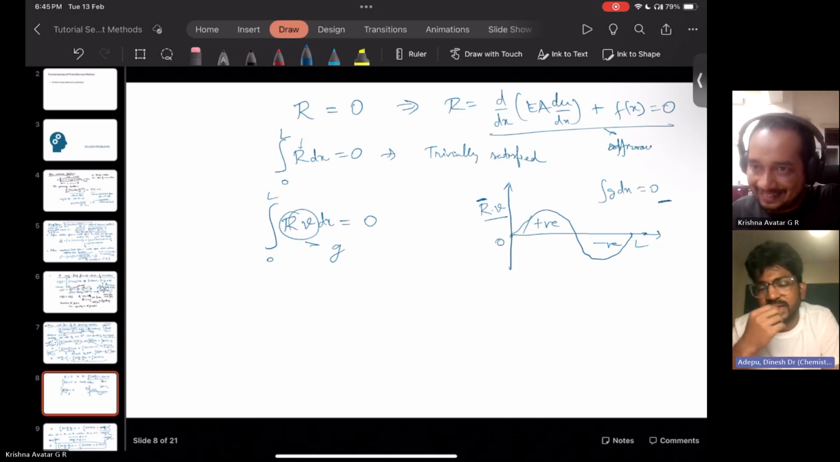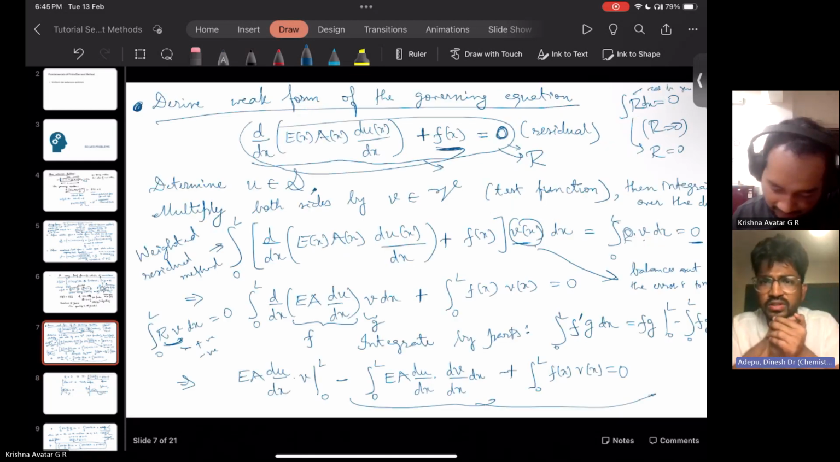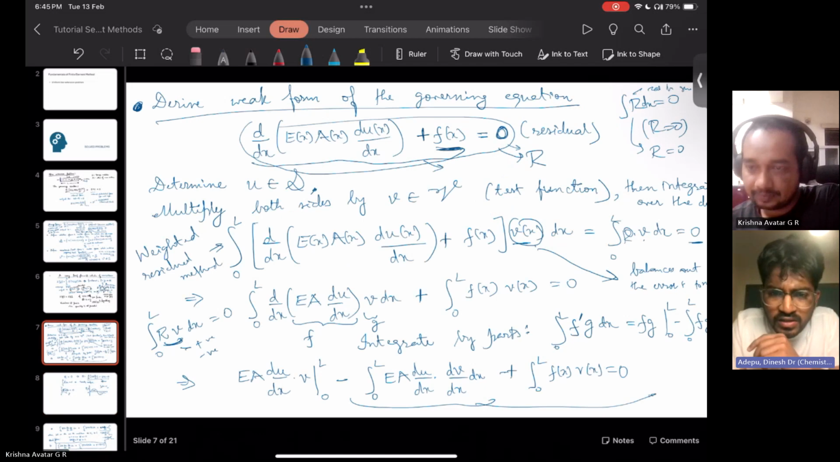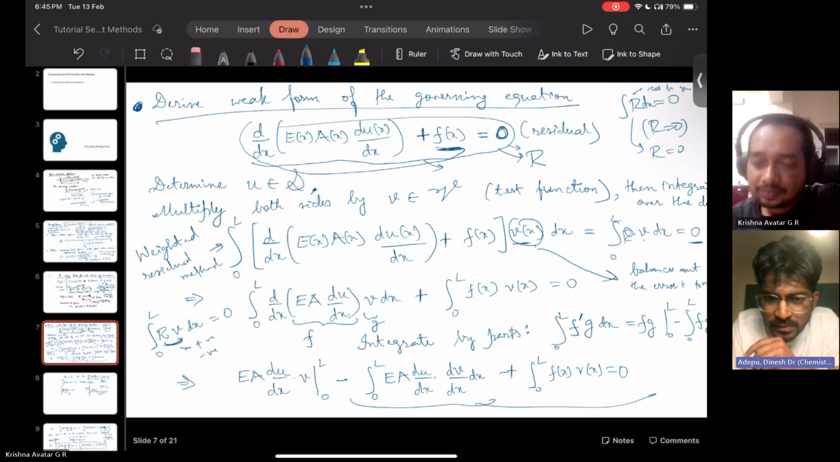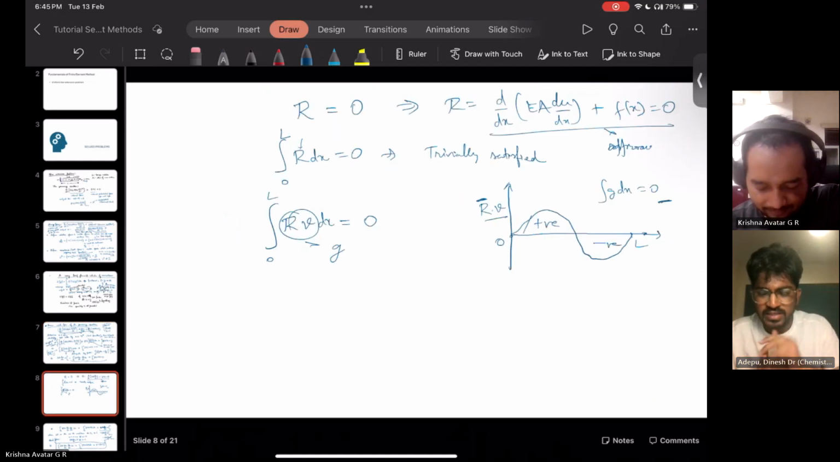I think RV is also 0, but when you expand it, maybe you see, if you go back once to the previous slide where you were showing all this stuff. If you take the integral from 0 to L, multiplying the full R, d by dx of EA dy dx plus f of x, with v of x dx. What you're saying is that this is not 0 at every point x? Can we say that?